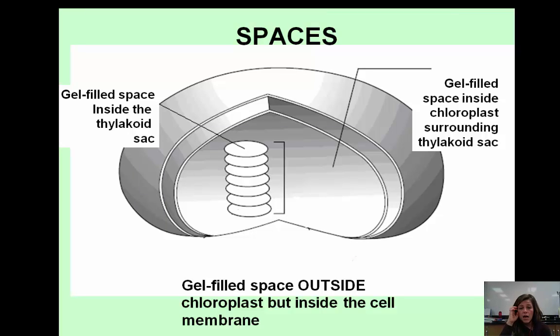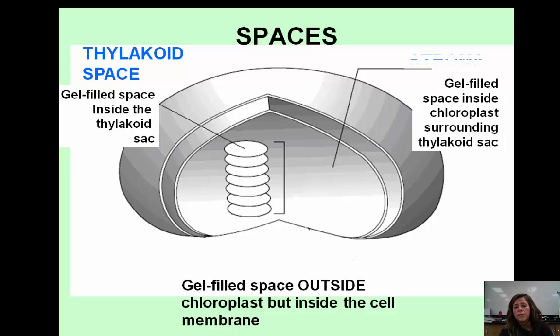We then have the gel-filled space. Inside the thylakoids it's going to be the thylakoid space, and outside is going to be our stroma. The Calvin cycle happens in the stroma. And then outside of the chloroplast, again, you should know this from last chapter, is our cytoplasm.